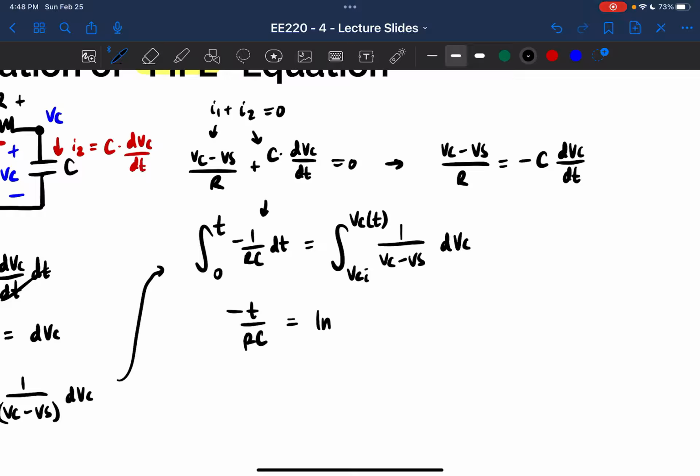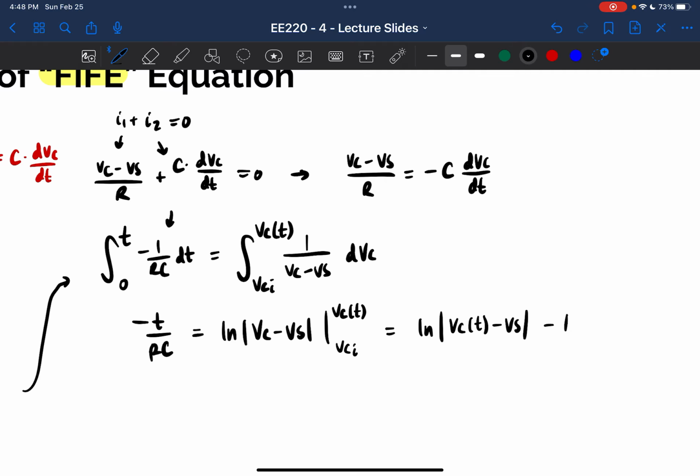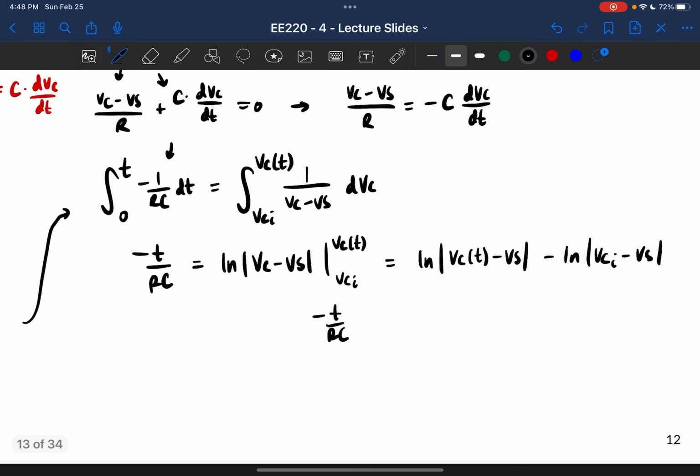And then if I take the integral of this right-hand side, it's a little more tricky. It's actually going to come out to be the natural log of VC minus VS. And I have to evaluate from my initial capacitor voltage to my capacitor voltage at time t. So let me write that out. That's going to come out to the natural log of VC of t minus VS, minus the natural log of VCI minus VS. And then that can be rewritten, if I use my log rules, as the natural log of VC of t minus VS divided by VCI minus VS.